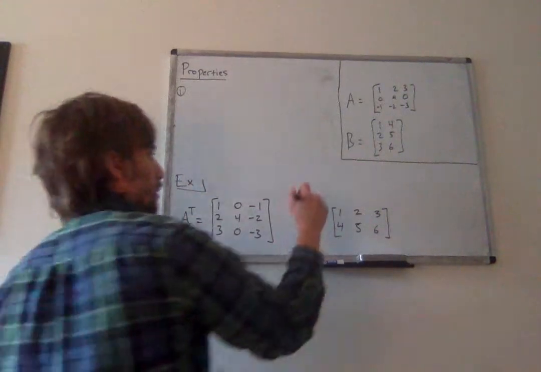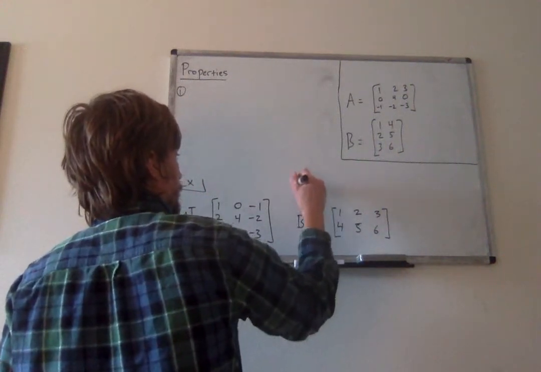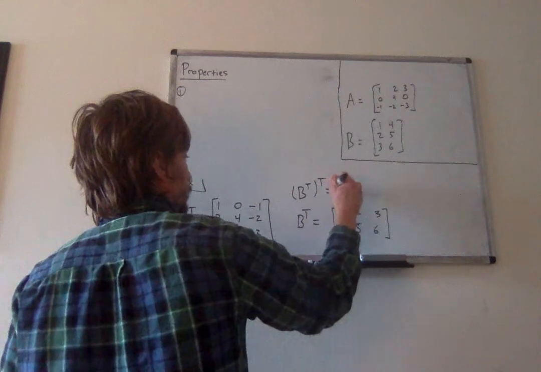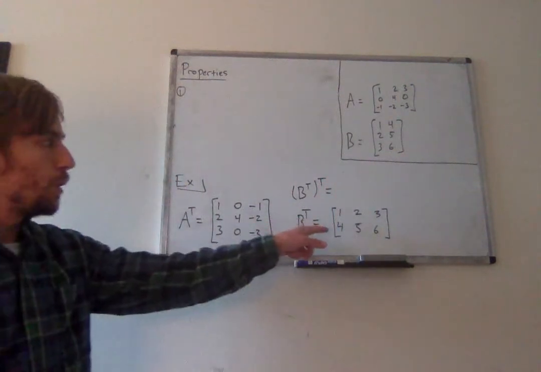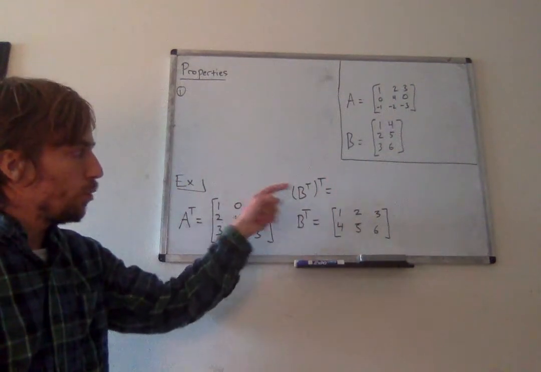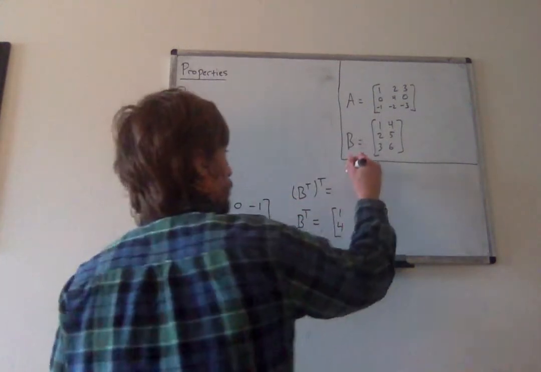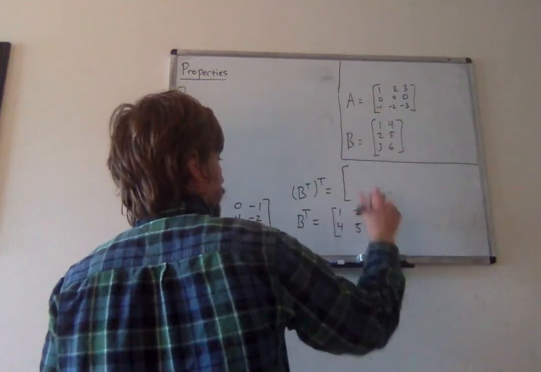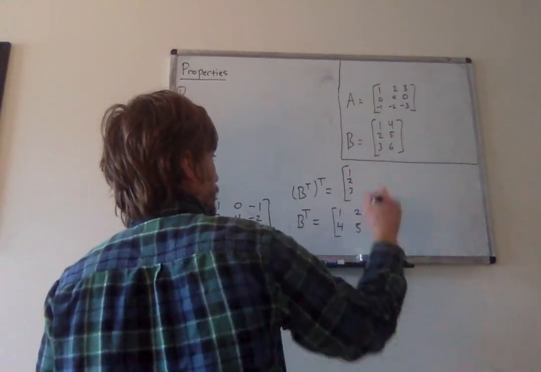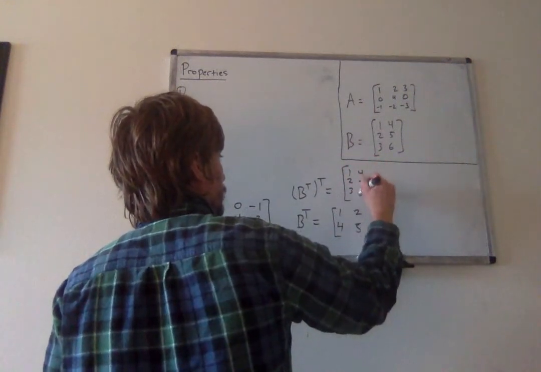So let's say I wanted to take the transpose of B transpose. Well, B transpose is a 2 by 3 matrix. So B transpose is going to be a 3 by 2 matrix. And, well, first column is going to be 1, 2, 3. Second column is going to be 4, 5, 6.